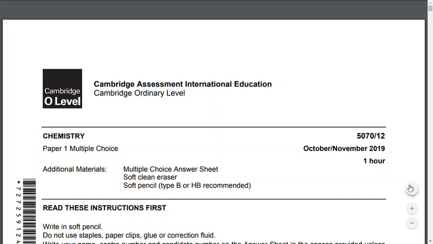Today I'm going to solve Cambridge O-Level past paper 5070/12 of October-November 2019. It is a multiple choice question paper. Let's solve it together.